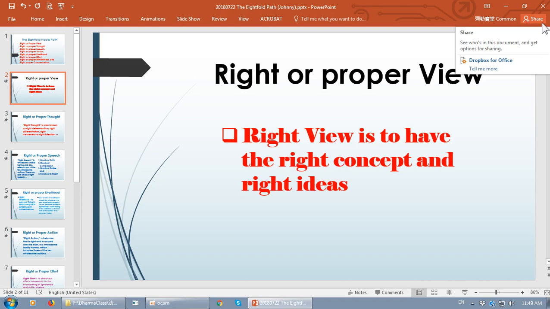And the 12 links of dependent origination are: 1, ignorance; 2, volition; 3, consciousness; 4, name and form; 5, 6 sense faculties; 6, contact; 7, feeling; 8, craving; 9, clinging; 10, becoming; 11, birth; and 12, aging and death. Looking at it from a broader perspective, we can see that all truth of the Dharma is the right view.